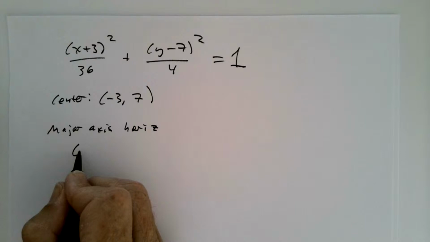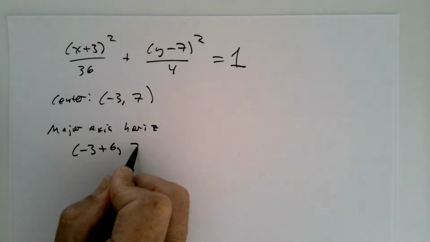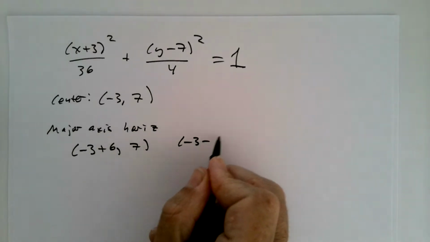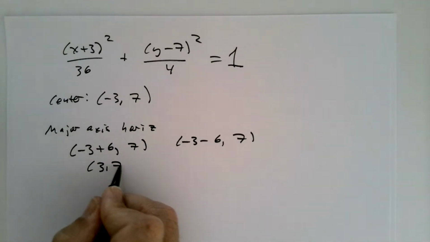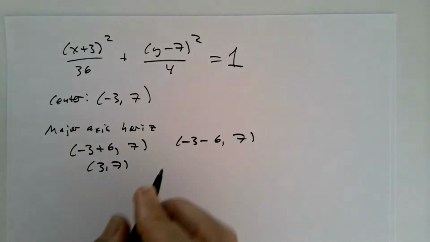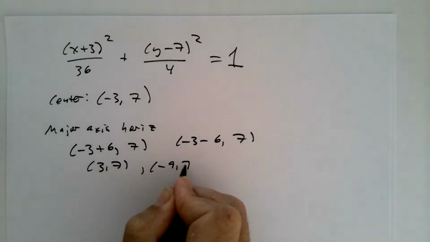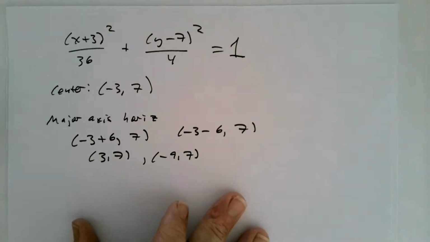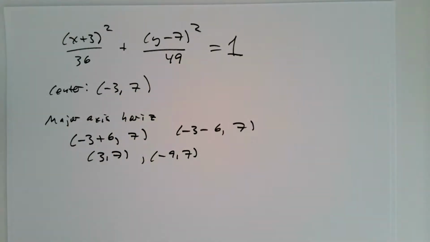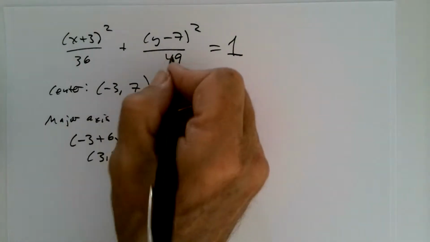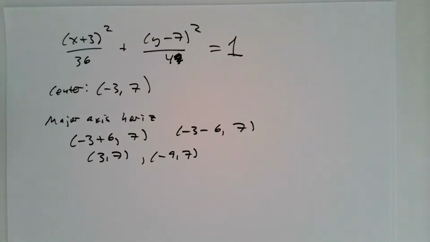So the points on the major axis would be negative 3 plus 6, comma 7, and negative 3 minus 6, comma 7. Negative 3 plus 6 is 3, so 3, 7. Negative 3 minus 6 is negative 9, so negative 9, 7. And on the minor axis, I've got to move, that's 49, I'm sorry, that's what I should have said. Minor axis, no, I'm wrong. Let me make sure of that. Yeah, it's a 4. So y minus 7 squared over 4.